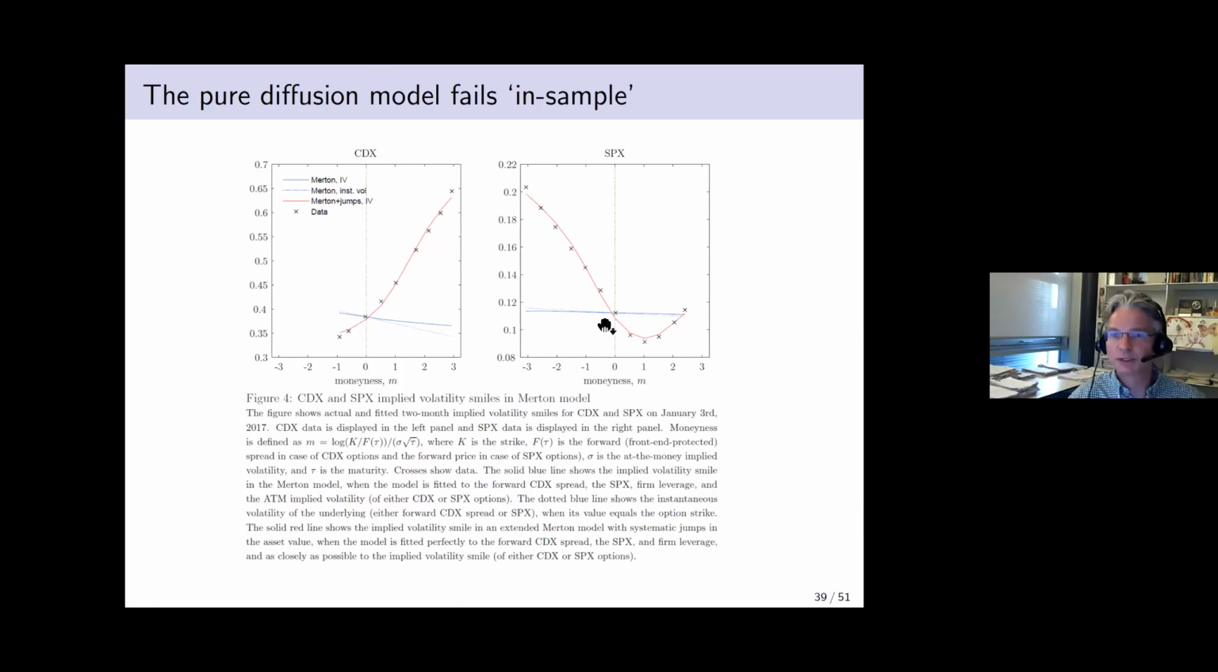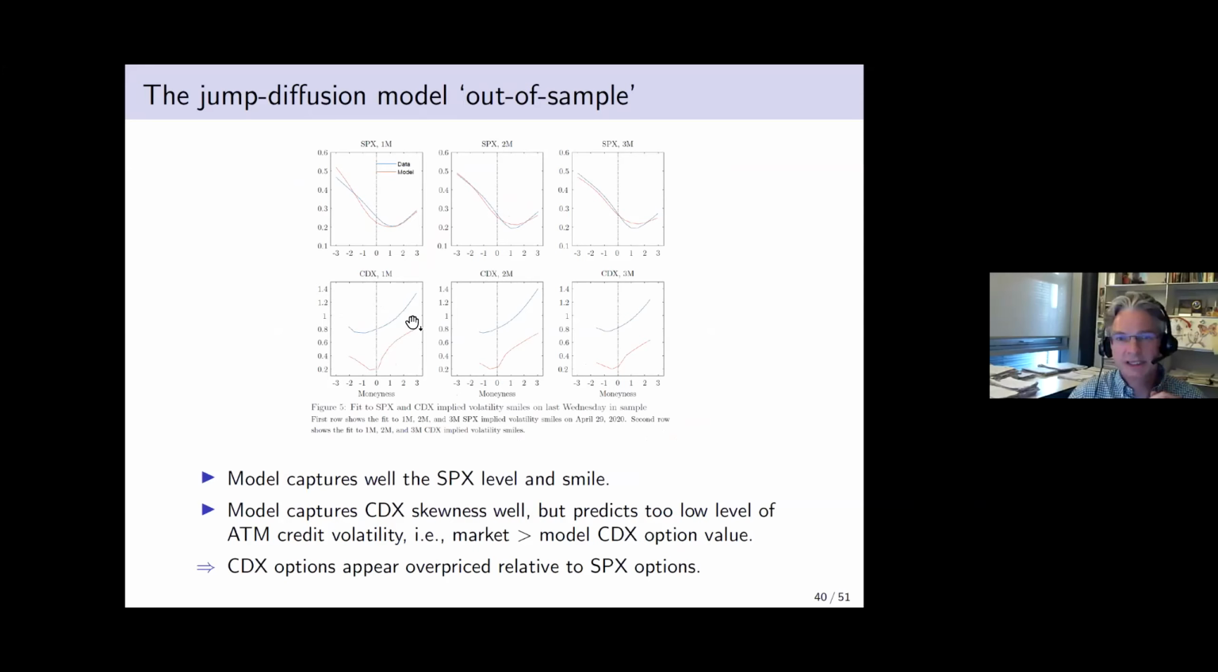For example, this blue line corresponds to the model where we turn off jumps. And you can see that if we turn off jumps, we have a pure diffusion model. Then the model is unable to price either the SPX or the CDX skew. In fact, what's interesting is that on the credit side, the pure diffusion model predicts the wrong sign for the skew. And this is actually an analytic result we can prove. So on the SPX side, one might think that the skew could be due to the endogenous leverage effect, the actual financial leverage effect, but the evidence from the credit options tells you that this is probably not the right explanation.